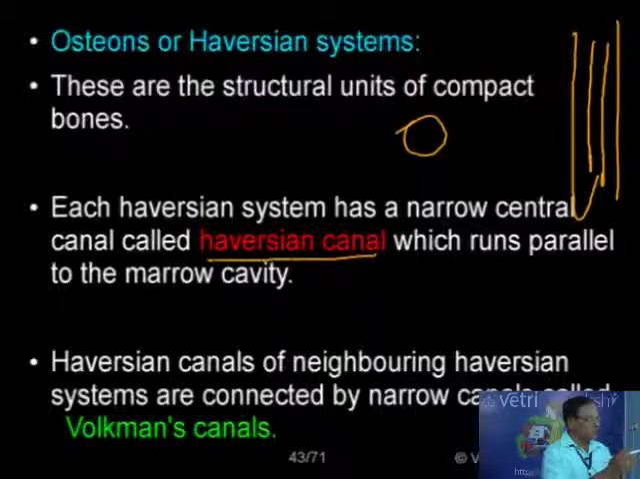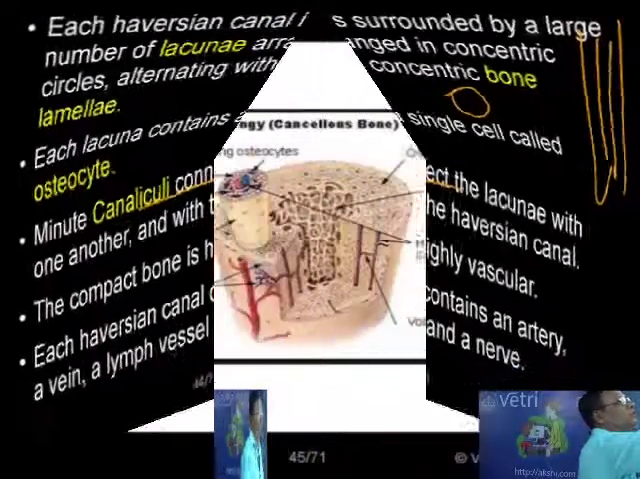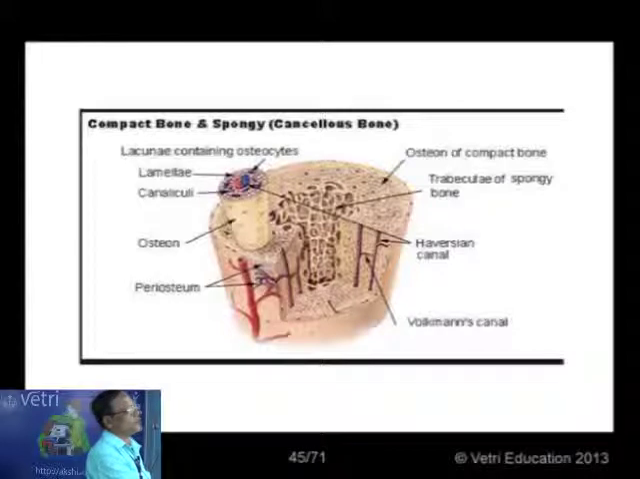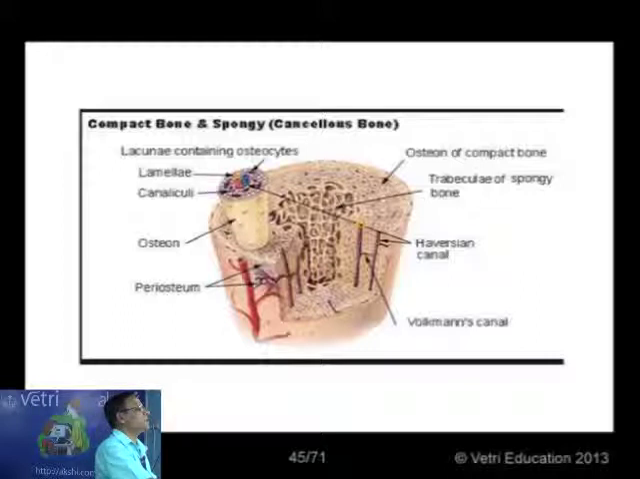Now this is one Haversian canal, and we have another Haversian canal just like this. Let me show you the picture. So this is one Haversian canal in the vertical section. You see, it is running all along the length. And now this is the Haversian canal. You'll see in the next picture.